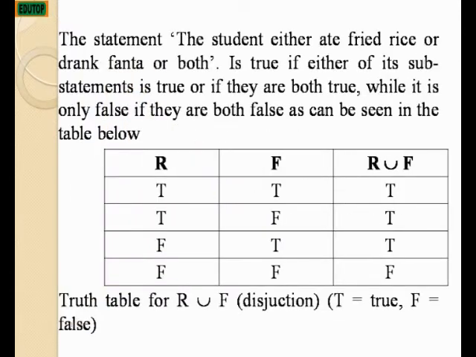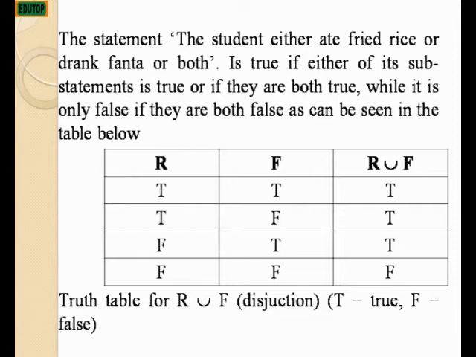The statement "the student either ate fried rice or drank Fanta, or both" is true if either of its substatements is true, or if they are both true. It is only false if they are both false, as can be seen in the table below. We have a column for fried rice, a column for Fanta, and then a column for fried rice union Fanta. That is those that ate fried rice and also drank Fanta.